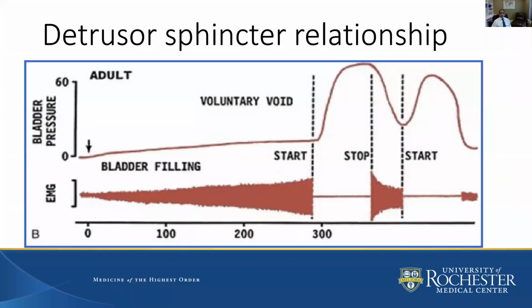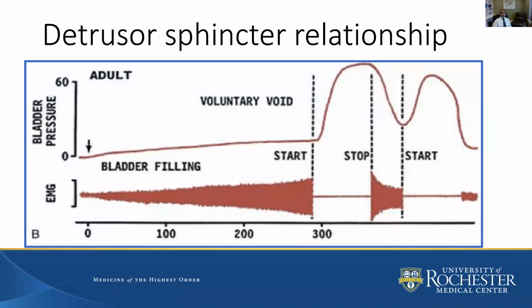So this is a typical micturition of a normal adult. You can see in this diagram, when you fill the bladder, the upper part is the bladder pressure and the lower part is the EMG, or electromyography, tracing. The bladder fills typically with no rise in pressure, but you can see a rise in the striated or EMG activity, indicating that as the bladder fills, there is more contraction of the external sphincter.